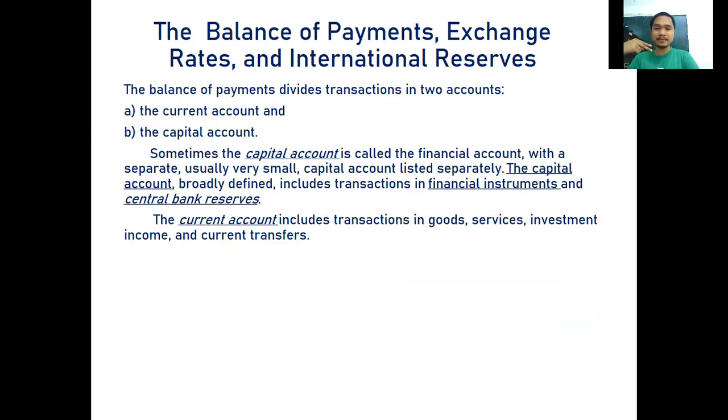So the balance of payments again divides the transactions into accounts. Mao itong ginatawag na current account and the capital account. So sometimes the capital account is called the financial account, with a separate, usually very small, capital account listed separately. So the capital account, broadly defined, includes the transactions in financial instruments and the central bank reserves. So the current account includes transactions in goods, services, investment, and income, and then the current transfers.